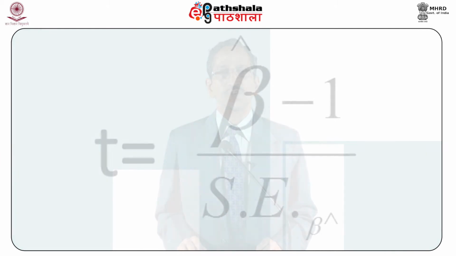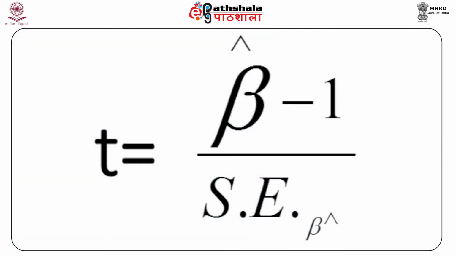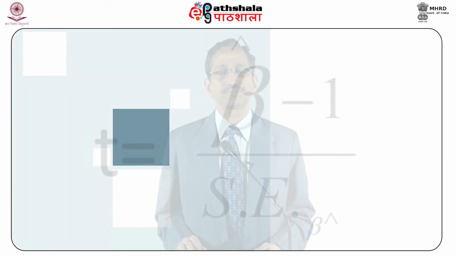Now we test the model using a t-test and apply the following formula. If we apply the t-test, we can write t equal to beta hat minus 1 upon the standard error of beta hat. However, you will find that beta hat does not follow exactly the t distribution. Rather, it follows a tau distribution. Therefore, to test the significance, we look at the tau table value rather than the t table.